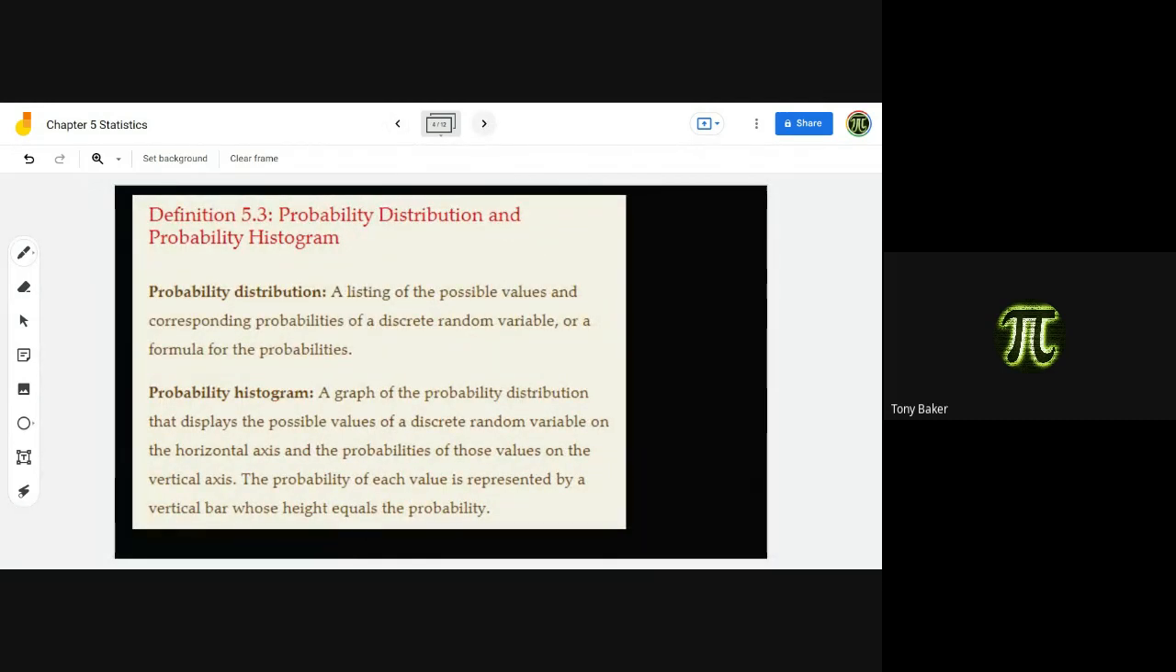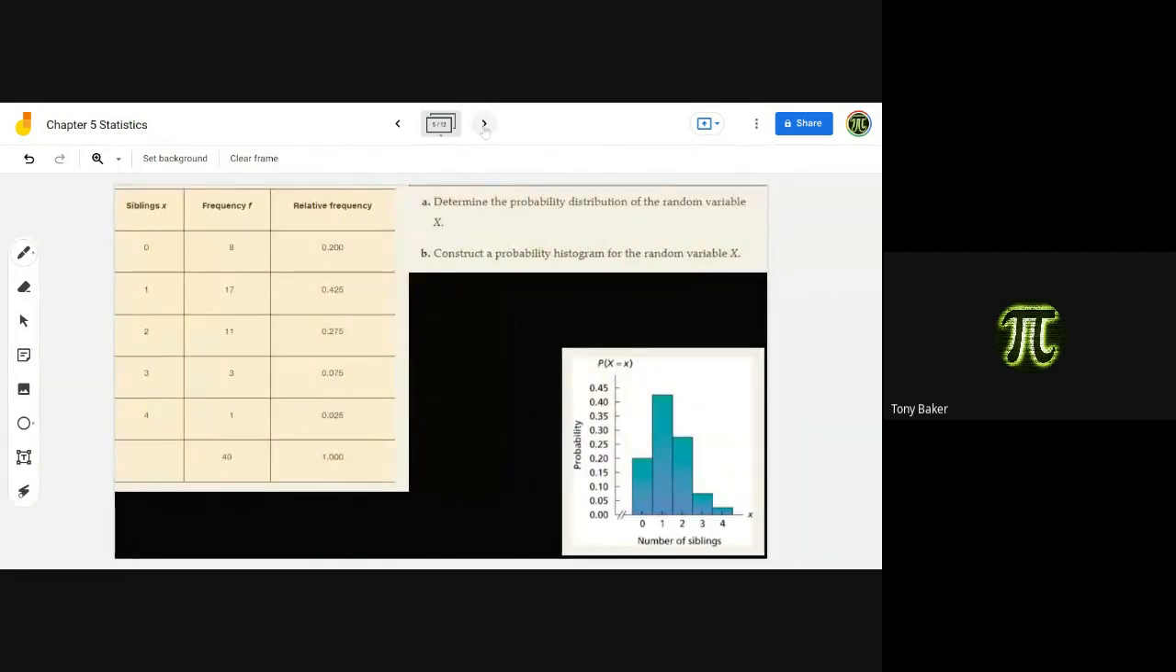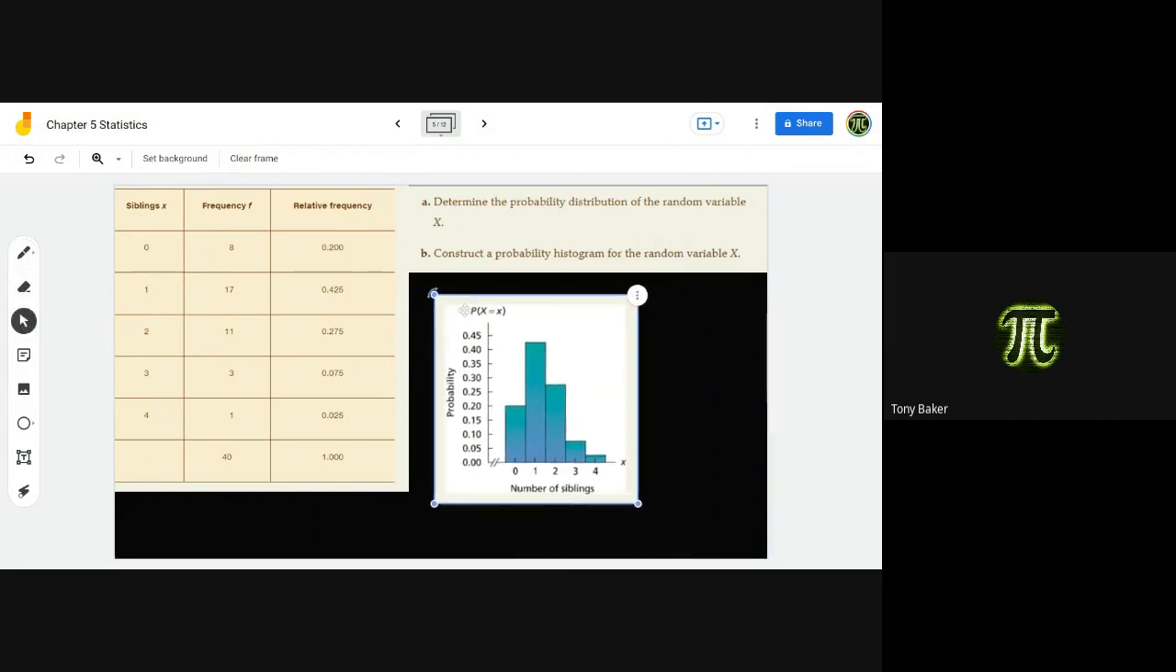A probability histogram is I take that and I draw a histogram. All right, that's it. I take what's there and I draw a histogram. Remember, a histogram has the values down the bottom and the bars are the relative frequency, which is in essence the exact same thing as the probability. And if I'm right, yep, my next slide actually shows that. Every so often things come together.